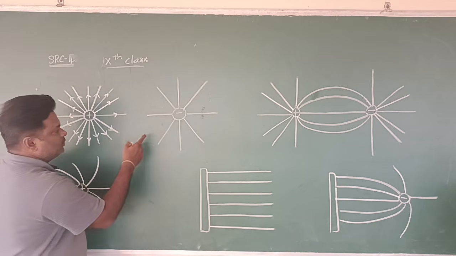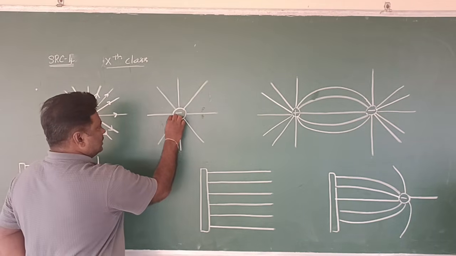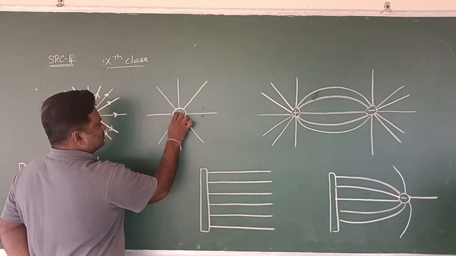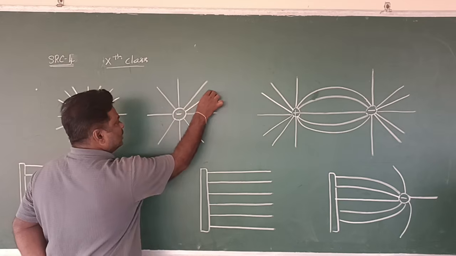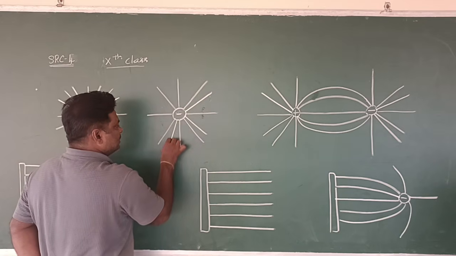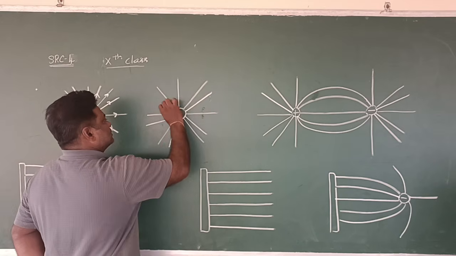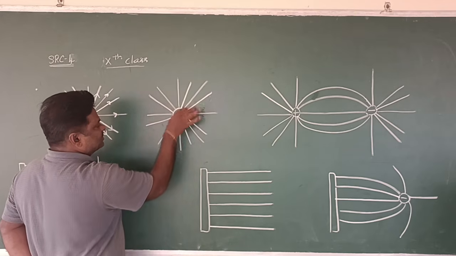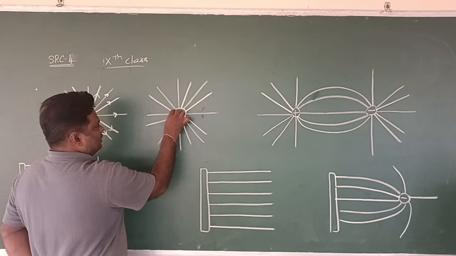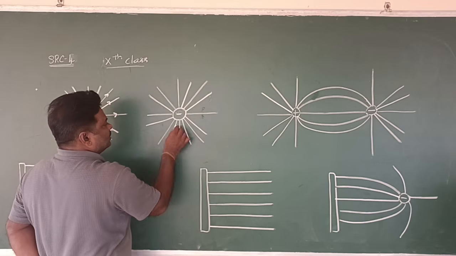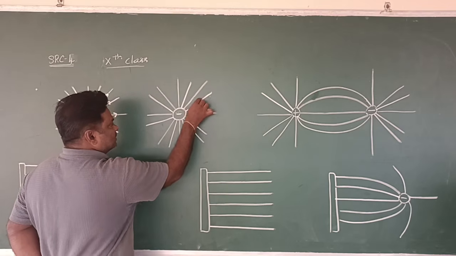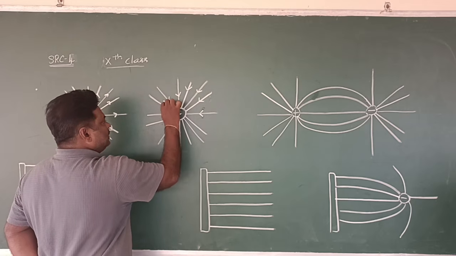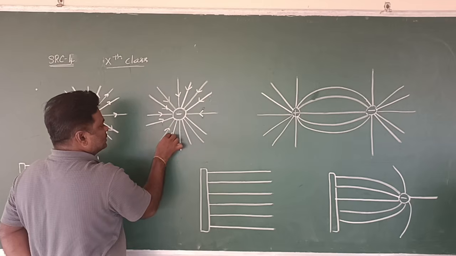Similarly, if you draw these electric field lines from the negative charge, they are also imaginary field lines. If you are drawing these lines, you will get this structure for a spherical charge. They are moving towards the charge. Observe the arrow mark. All the electric field lines are moving towards the charge.